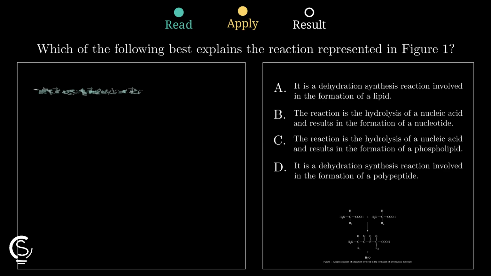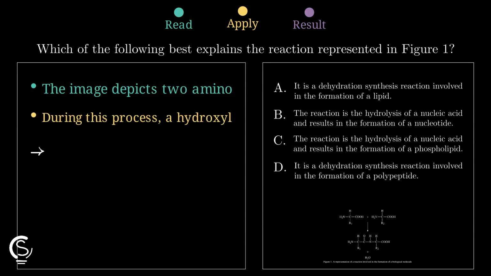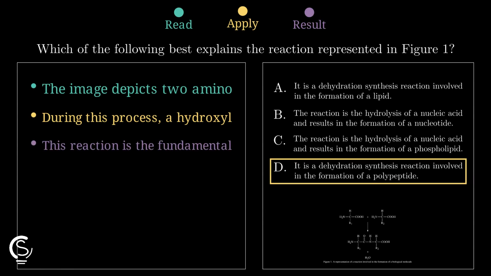Next, this joining happens by dehydration synthesis because a hydroxyl group from one molecule and a hydrogen from the other are removed to form water. That creates the bond linking amino acids, forming a polypeptide. So the reaction matches dehydration synthesis in polypeptide formation, which is option D.